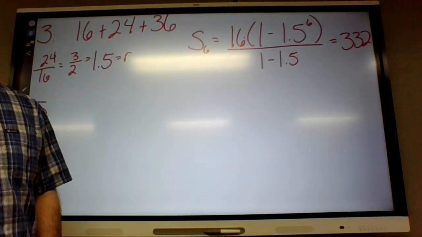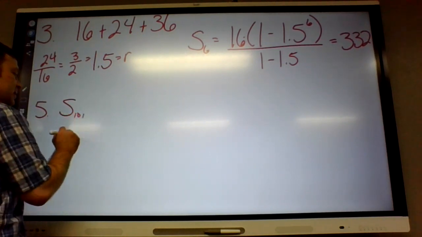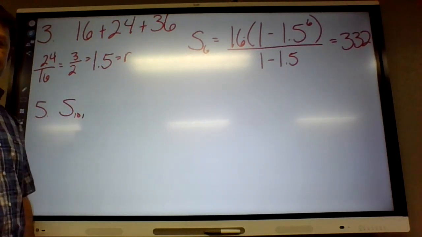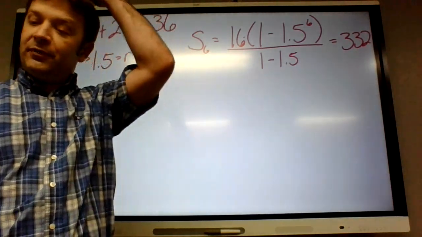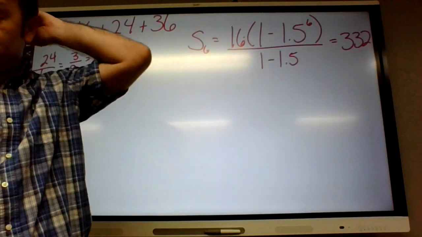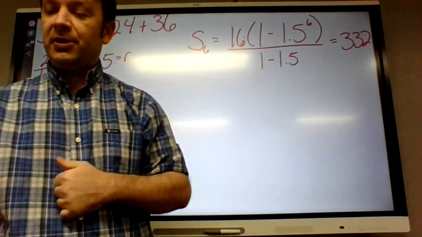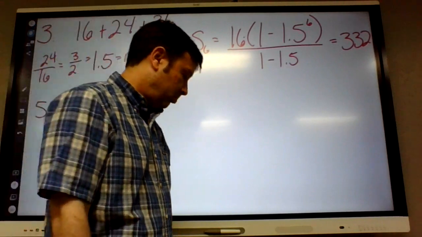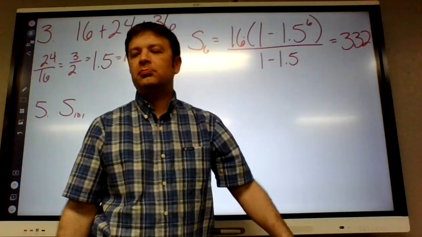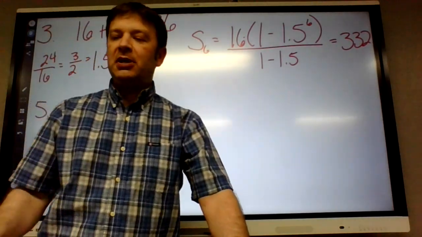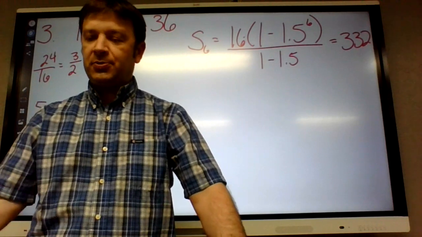Okay, number 5, S sub 101. That's a lot of terms. Well, I thought it would be easier to do this one without the formula, but it did confuse the other class quite a bit. What is the pattern on number 5? Times negative 1. But it just goes 1, minus 1, plus 1, minus 1.